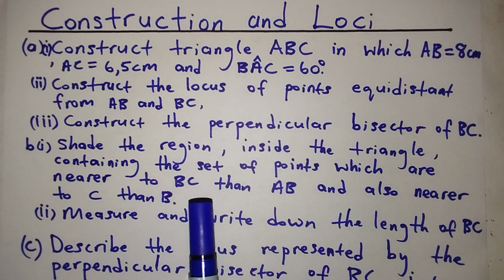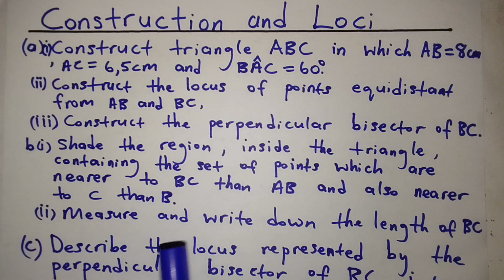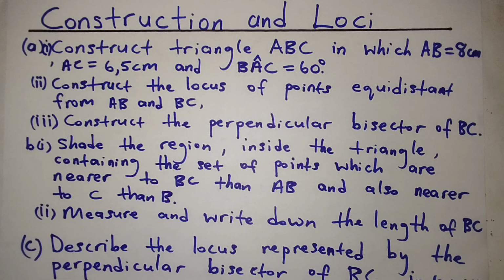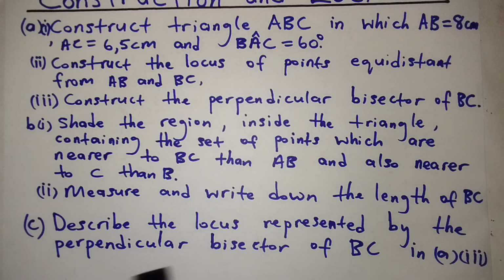Then B part 1, shade the region inside the triangle containing the set of points which are nearer to BC than AB and also nearer to C than B. Then you want to measure and write down the length of BC. Finally, we want to describe the locus represented by the perpendicular bisector of BC in question A, part 3.